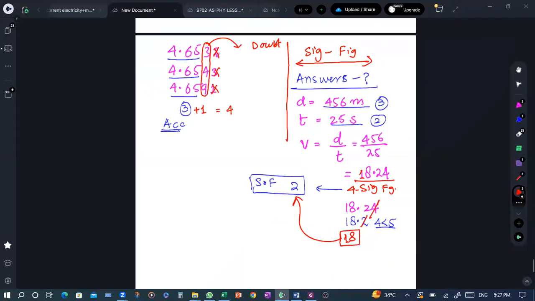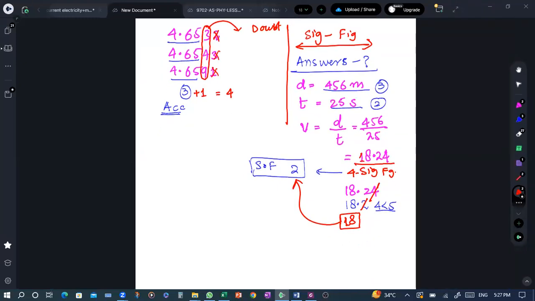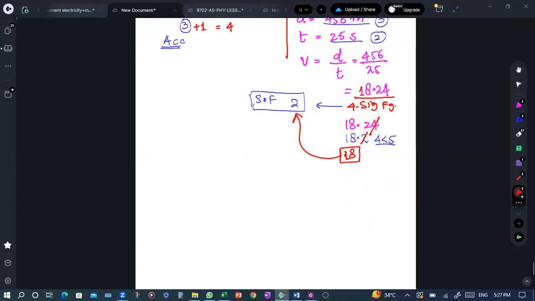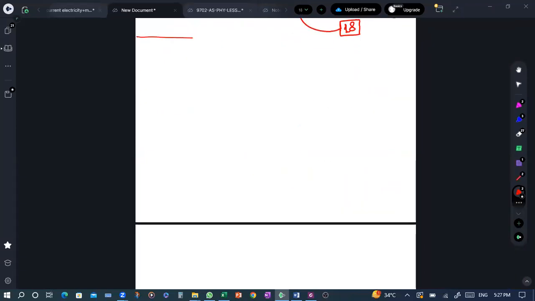Yes, sir. Yes, that's perfect. That was basically the concept of the role significant figures have in our values.